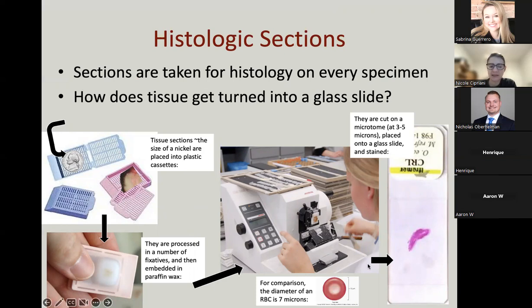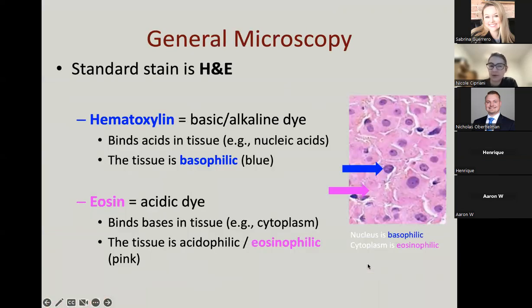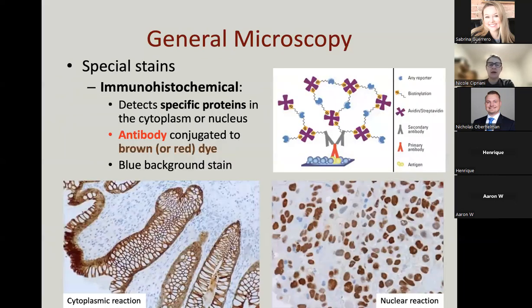The common stain that you'll see is H&E, or hematoxylin and eosin, which is how we look at everything. Hematoxylin is a basic dye, so it binds acids in the tissue, mostly nucleic acids, and the tissue in these cases is turned blue because of the color of the dye, sometimes referred to as basophilic. Eosin is, on the other hand, an acidic dye, right? So it binds the bases in the tissues, and those tissues are referred to as acidophilic, or more frequently eosinophilic. So the blue and the pink differences are because of those two stains.